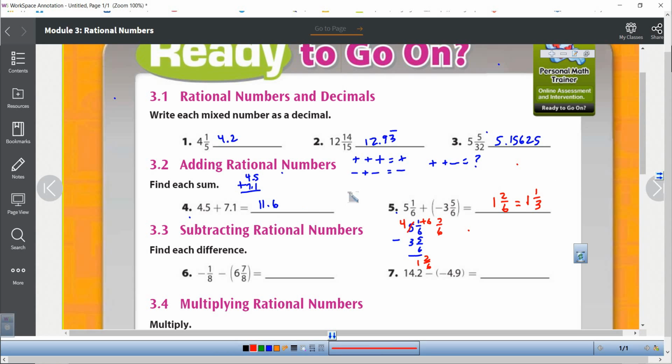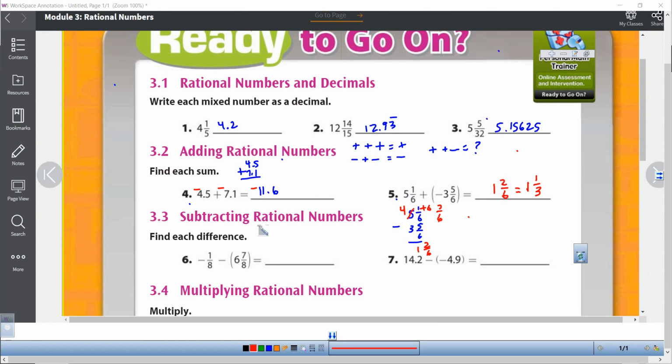Okay? So again, when you are adding, if the signs are the same, you just get more of them. If these had both been negative, then I simply would have had negative 1 and 1/6. When the signs are different, you say, what do I have more of? Do I have more positives or more negatives? And how many more do I have? Which means you're going to subtract. Okay? All right, what about subtraction problems?